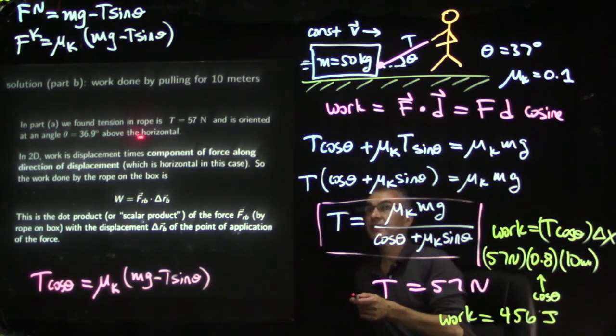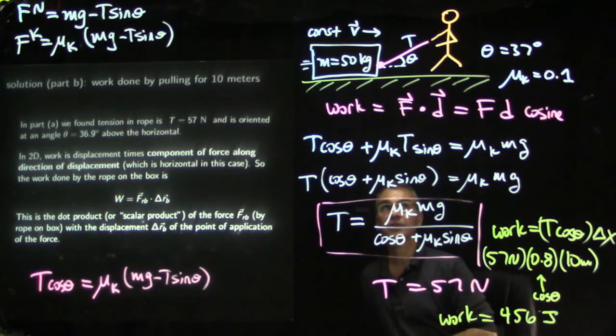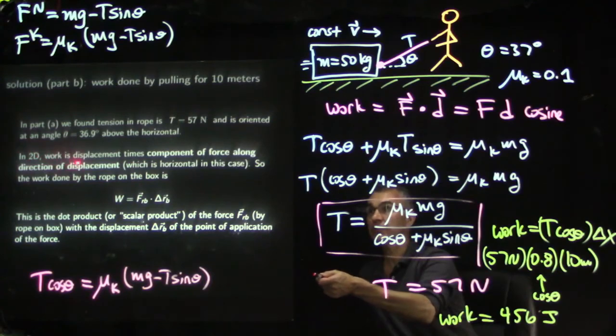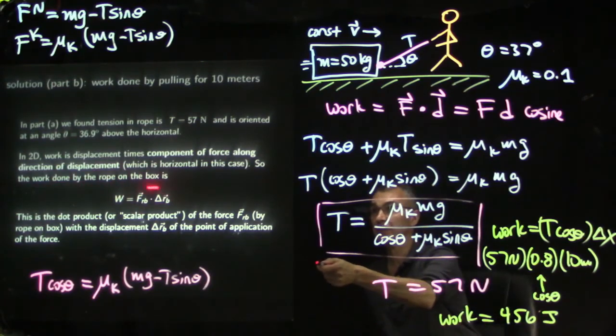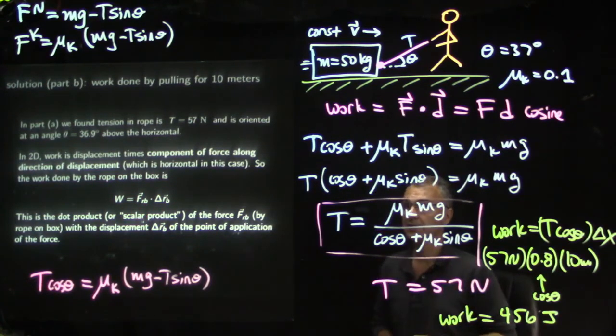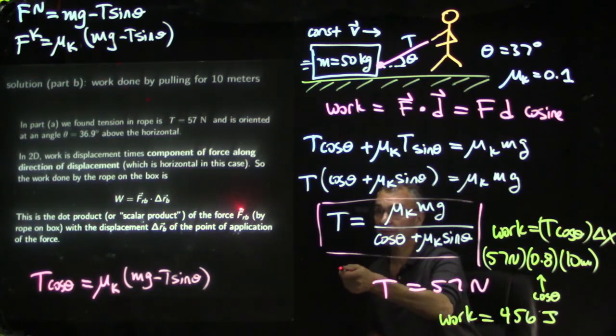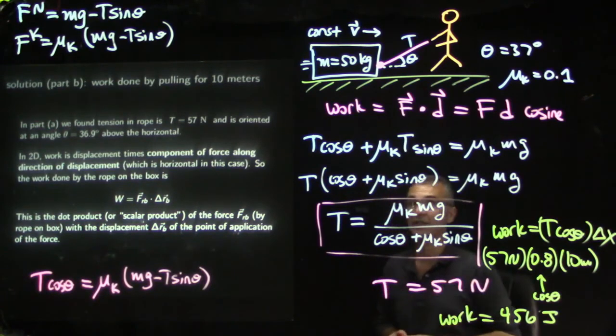So in part A, we found the tension in the rope is 57 newtons and is oriented at an angle of 37 degrees above the horizontal. In 2 dimensions, work is displacement times the component of the force along the direction of the displacement. In this case, the displacement is horizontal, so we want the horizontal component of the force. So the work done by the rope on the box is the dot product, or scalar product, of the force exerted by the rope on the box with the displacement of the point of application of the force.